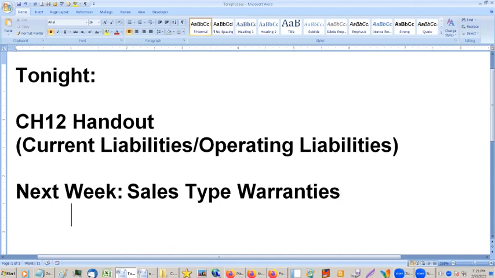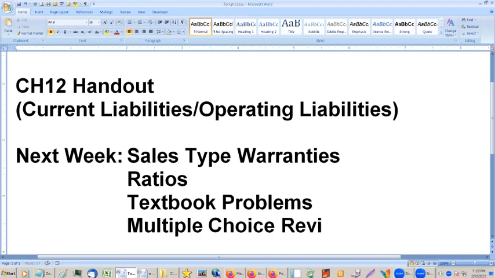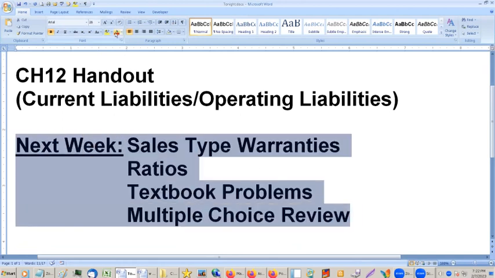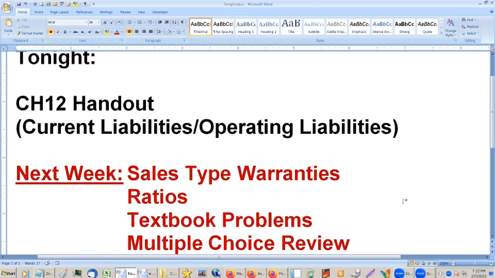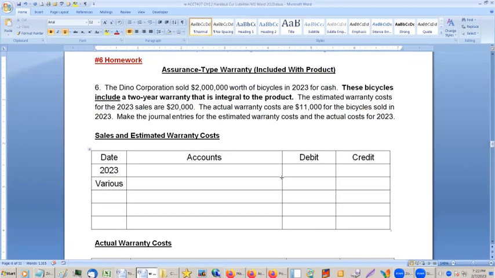We'll do the sales type warranties. We'll also do some ratios. And we'll also do some textbook problems. This might be a little ambitious. And multiple choice review. And then I'll send out the exam next week. Any question on that? Okay, so you can do number 6 on your own.